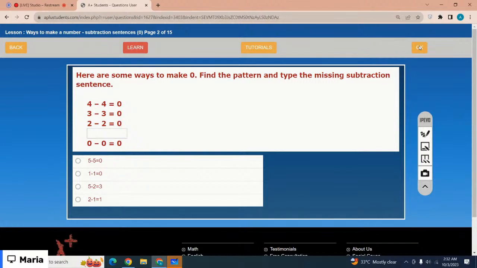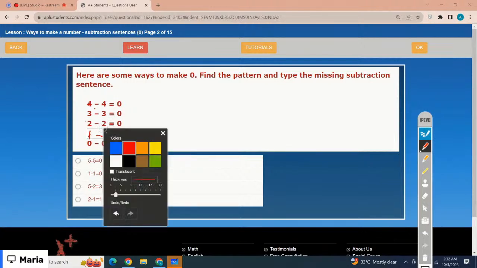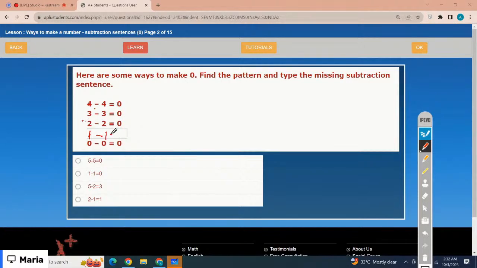Okay, here are some ways to make 0. So which is the correct or the missing one? Just look at the pattern, right? Here you have 4, then 3, then 2. The numbers are decreasing by 1, right? So after 2 you have 1. Same thing you have to see here. 4, 3, 2. The numbers are decreasing by 1. So that means here you have 1. 1 take away 1 is 0. The correct option is 1 take away 1 is 0, right? So option number B is the correct option.